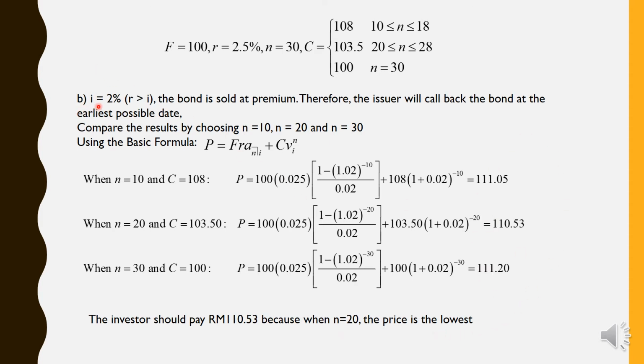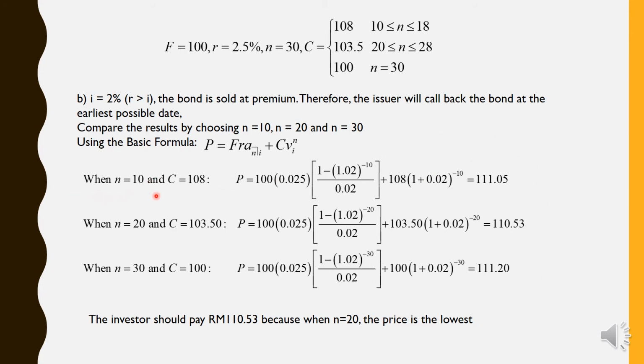For case B, when I equals 2%, R is more than I because R is 2.5%, which is greater than 2%. The bond is sold at a premium. Therefore, the issuer will call back the bond at the earliest possible date. Using the same method, we compare the results by choosing n equals 10 for 10 to 18 because this is the earliest, and n equals 20, n equals 30.